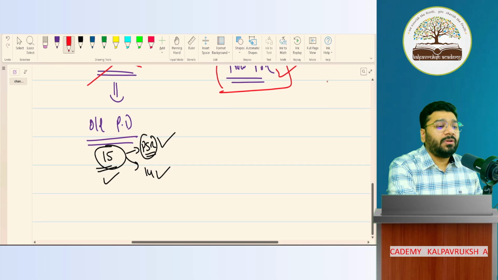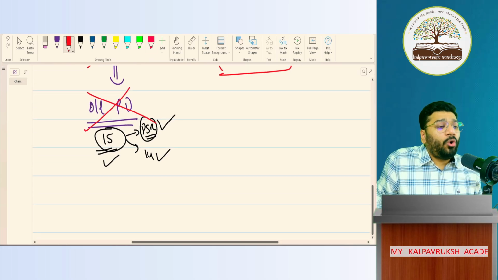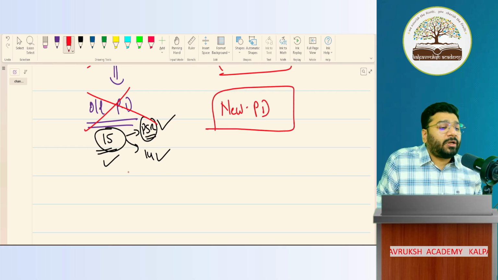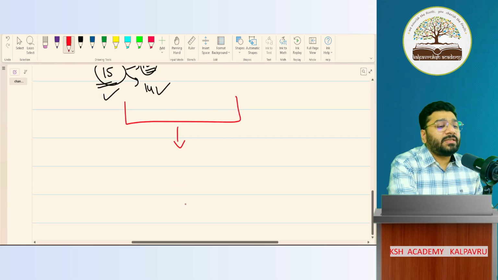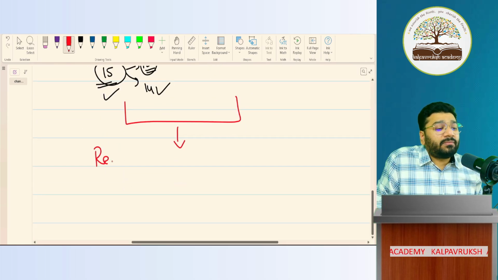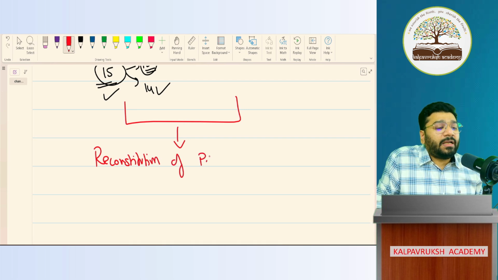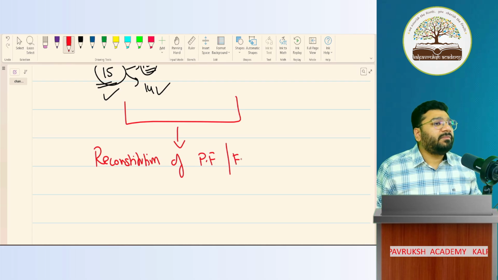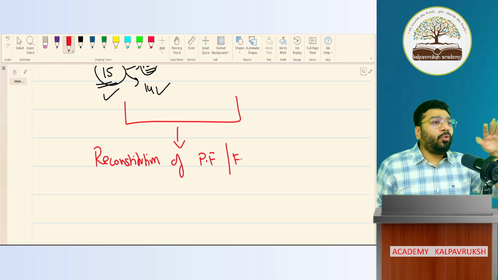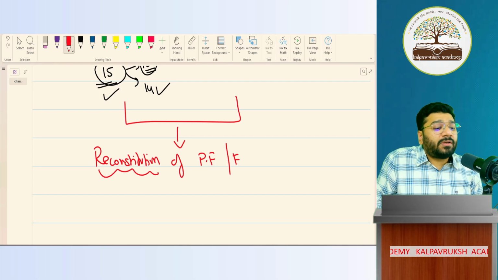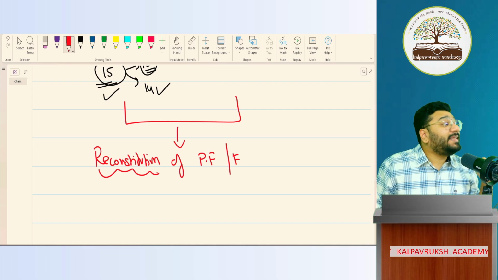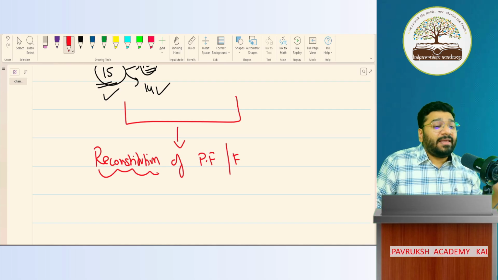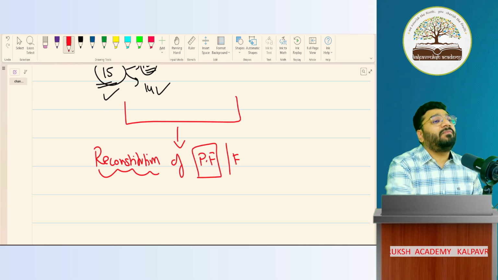The process of cancelling the old partnership deed and in place of that, creating a new partnership deed is called as what? It is called reconstitution of partnership firm, or reconstitution of firm. Both mean the same. What is the meaning of reconstitution? Rearrangement. What are we rearranging? The entire partnership firm.